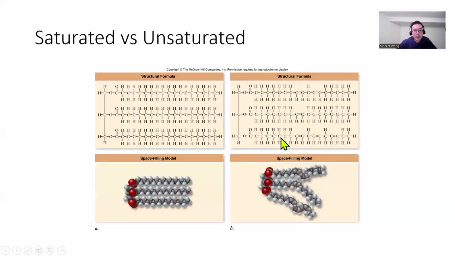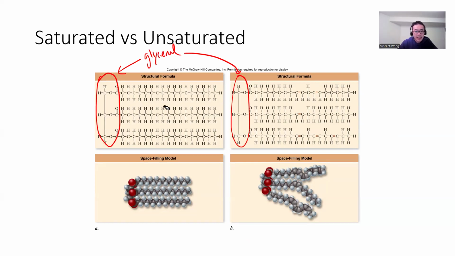Just to give you another visual side-by-side comparison, both saturated and unsaturated fats have the glycerol. That's what this part is. Glycerol. And then these things are fatty acids. You can see in the saturated ones, there is no more room for hydrogens, no double bond, no kink, no bend. It's all straight.